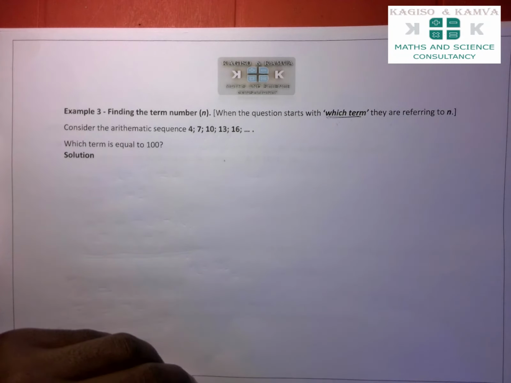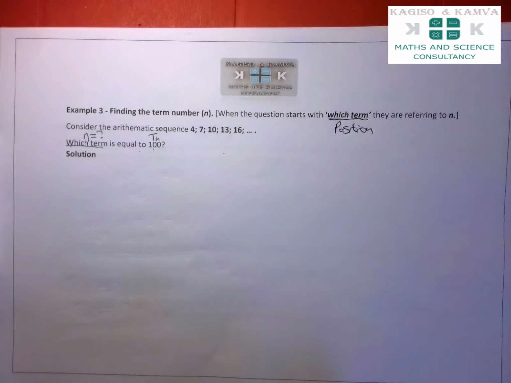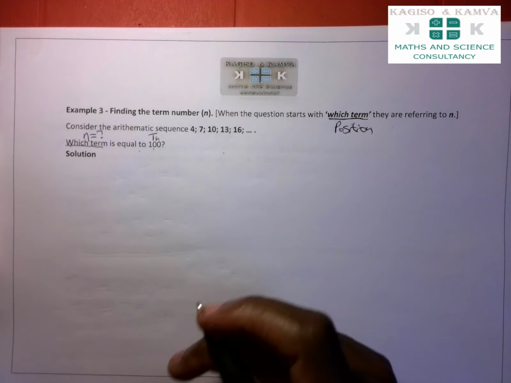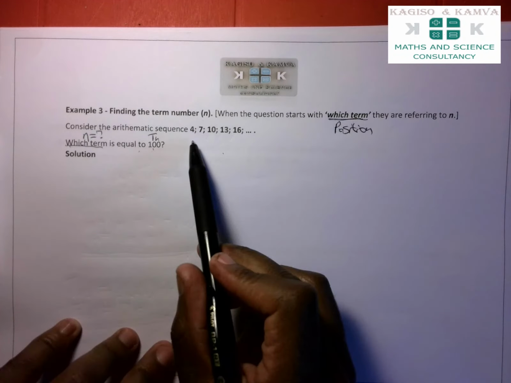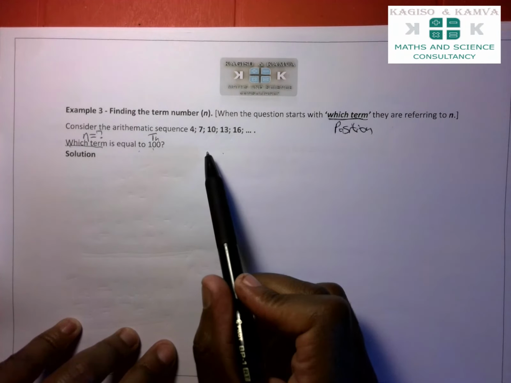Okay, now, which term is equal to 100? So when it says which term, we know they are looking for what? For n. We do not know n. It's equal to 100. So we know that the value of that unknown term Tn is equal to 100. So what is the first thing that you need to do here? Because you are given the number pattern, you need to determine, from example 1, the general term formula.